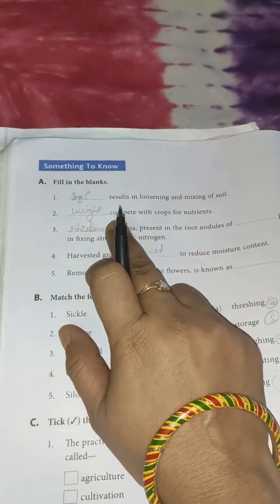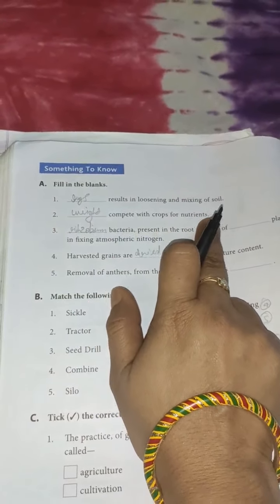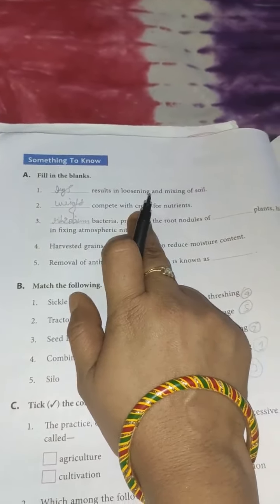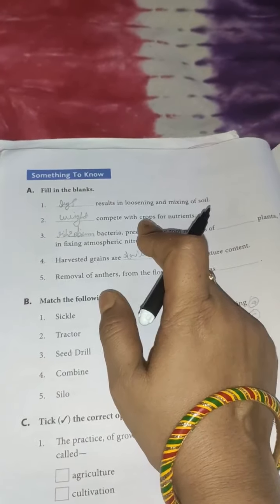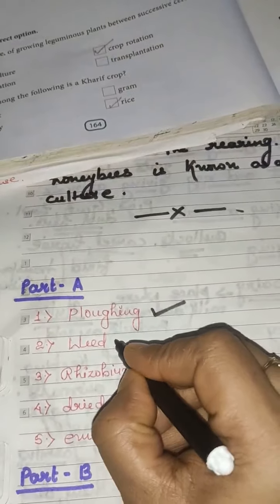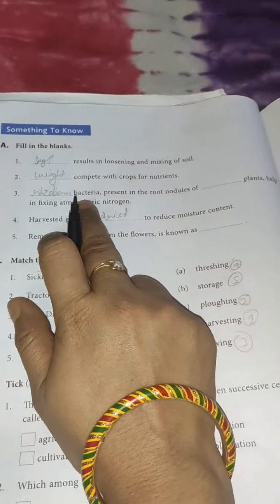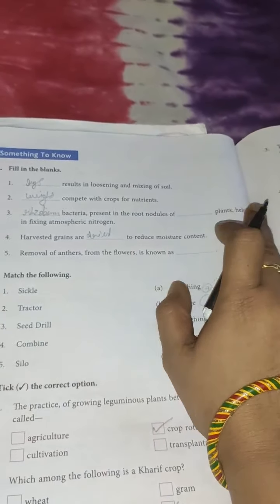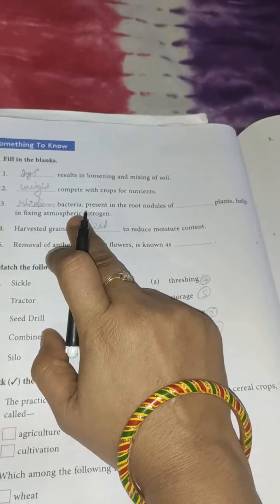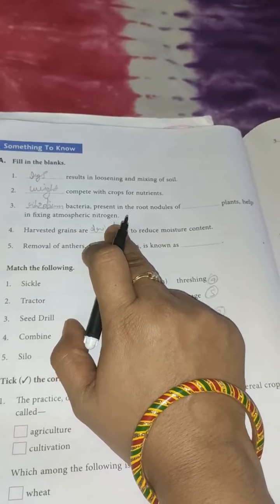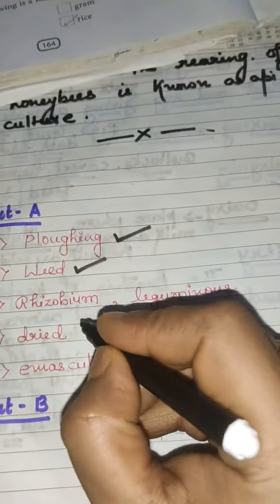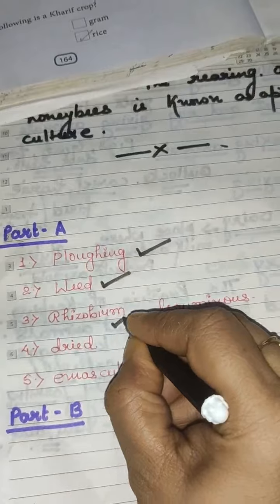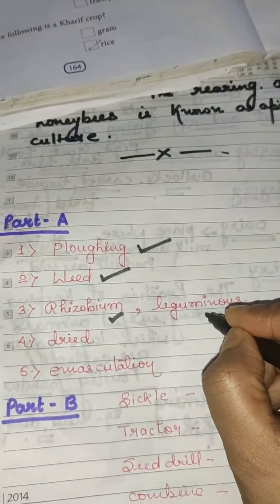Number 2, dash competes with the crops for nutrients. Who competes with the crops? The unwanted plants, and they are known as weeds. So the second one I have written here, weed. Clear? Number 3, the name of the bacteria which is present in the root nodules of leguminous plants that help in fixing atmospheric nitrogen. We know it very well. Rhizobium is the name of the bacteria and it lives in the roots of the leguminous plant.